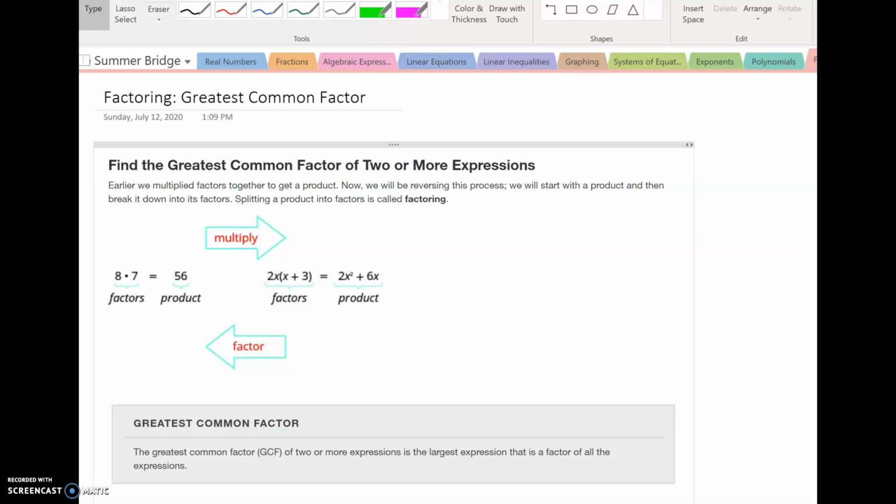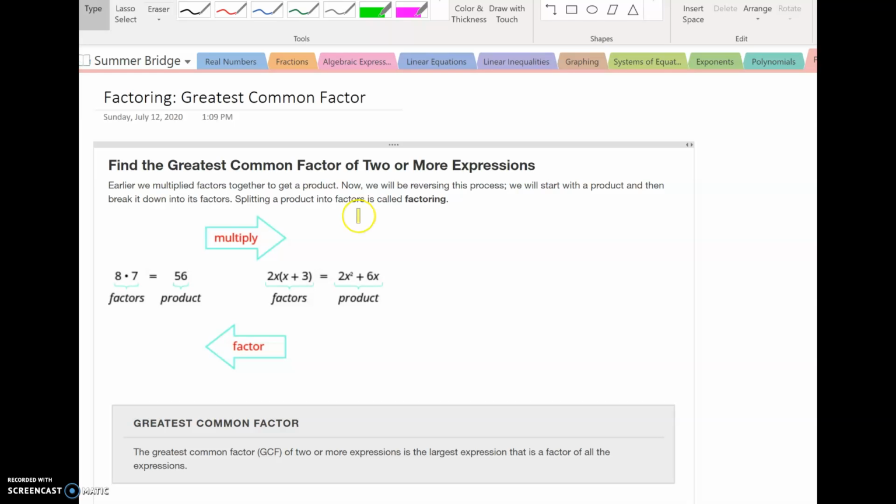So the greatest common factor of two or more expressions, meaning we're going to take a look at an expression in particular and try to see what two things multiplied together give me that expression. We've multiplied factors before to get a product. Now we're going to be reversing that process, going from an expression to the two factors.